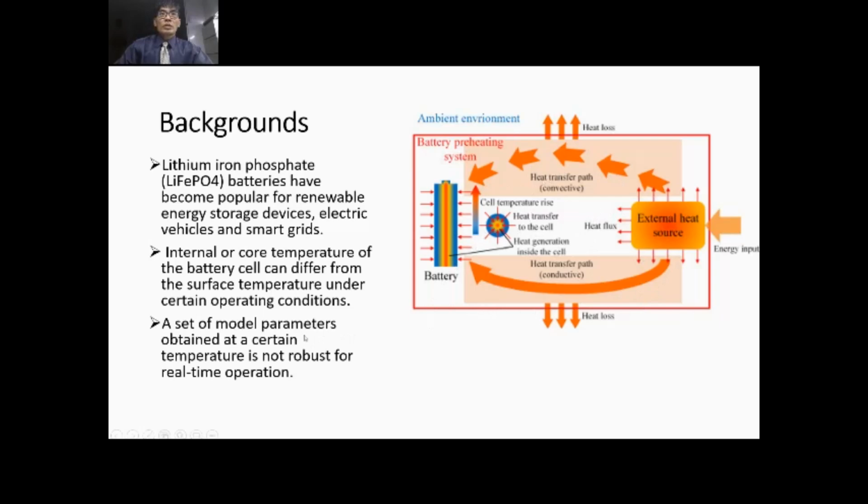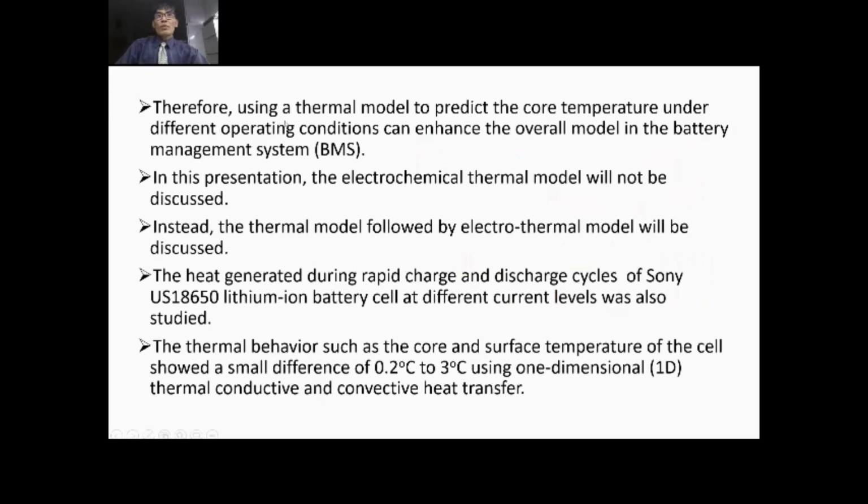So a set of model parameters obtained at a certain temperature is not robust for real-time operation. In most of the models, they often get the model parameters at a certain temperature, which is not so robust because in real-time operations, the batteries actually operate in different ambient environments. Therefore, using a thermal model to predict the core temperatures under different operating conditions can enhance the overall model in the battery management systems, which we know as BMS.